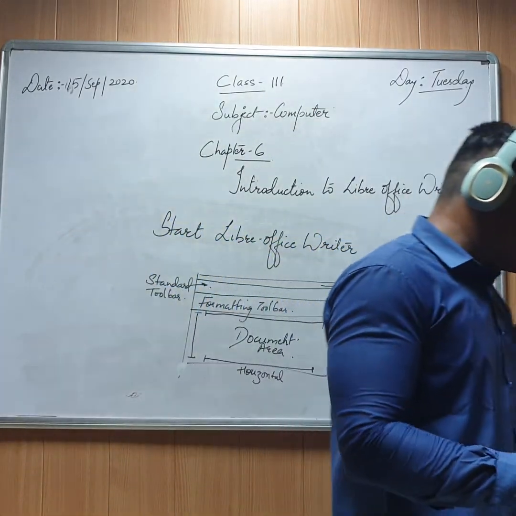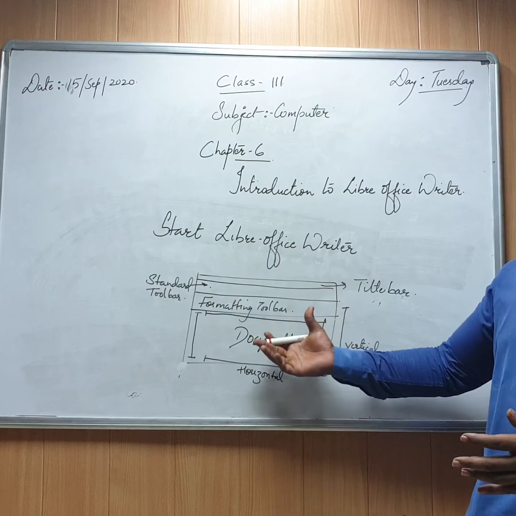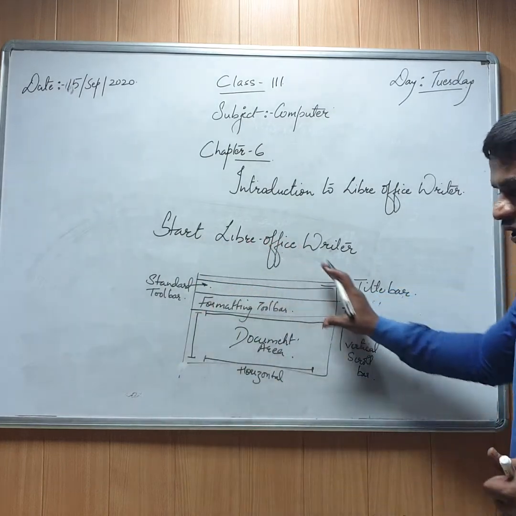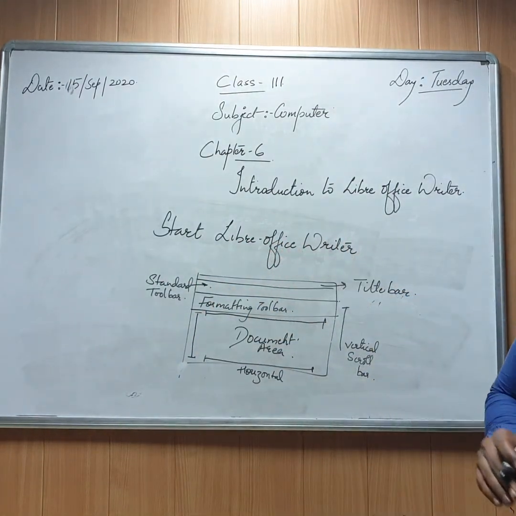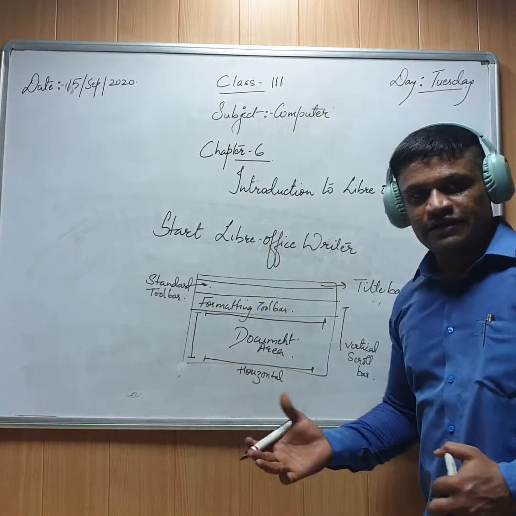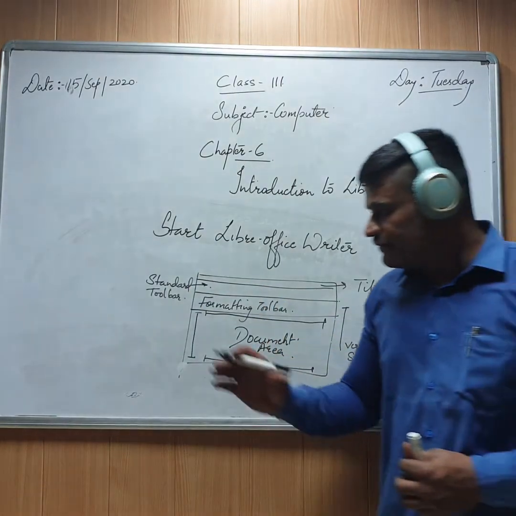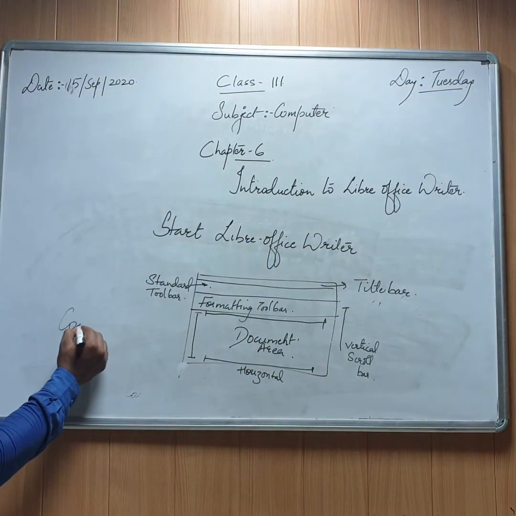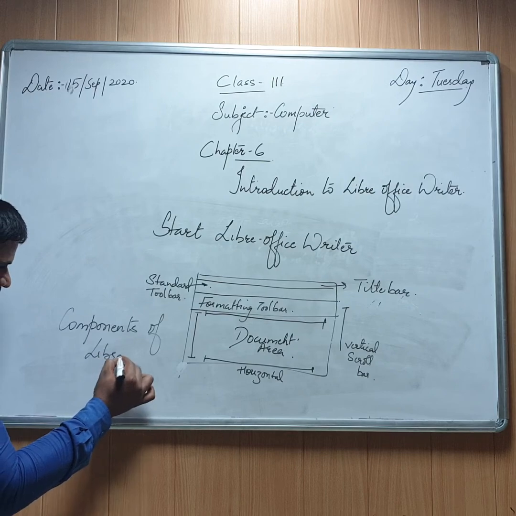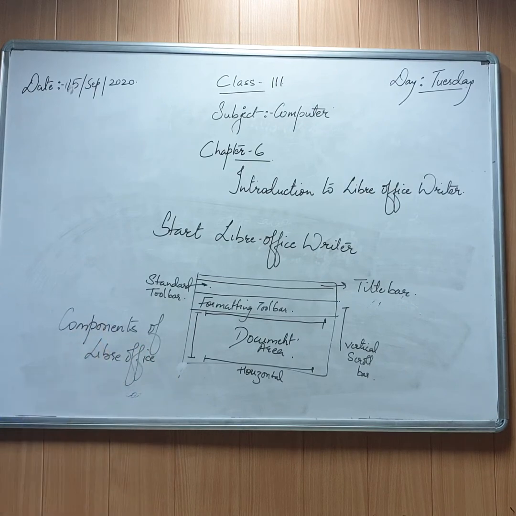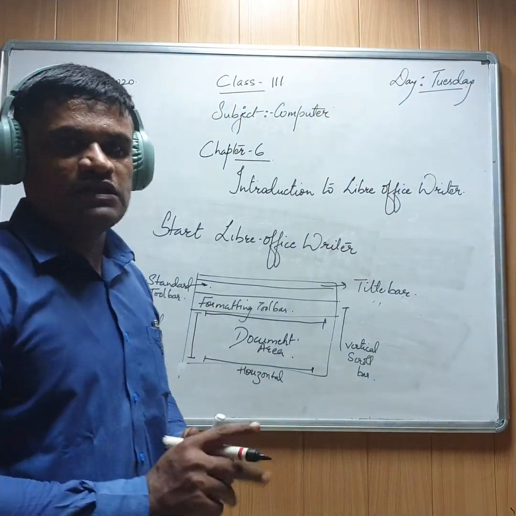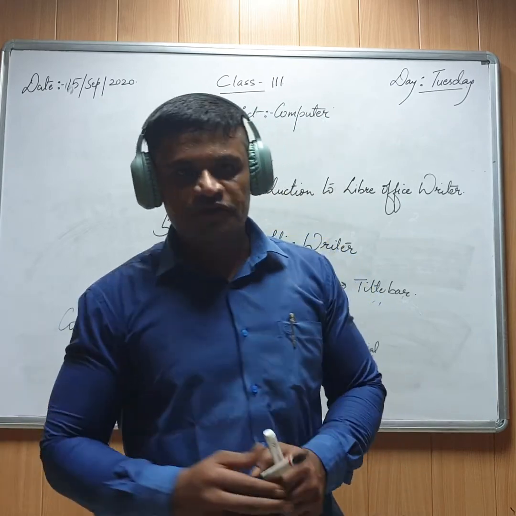So this is just an example or a brief idea of how the screen or the window will look once you start LibreOffice Writer. How the computer screen will be covered with this window, and what the different components are. We will say that these are the components of LibreOffice. What you will see is a title bar, standard toolbar, formatting toolbar. What these are, we will all study and discuss in the upcoming video sessions.